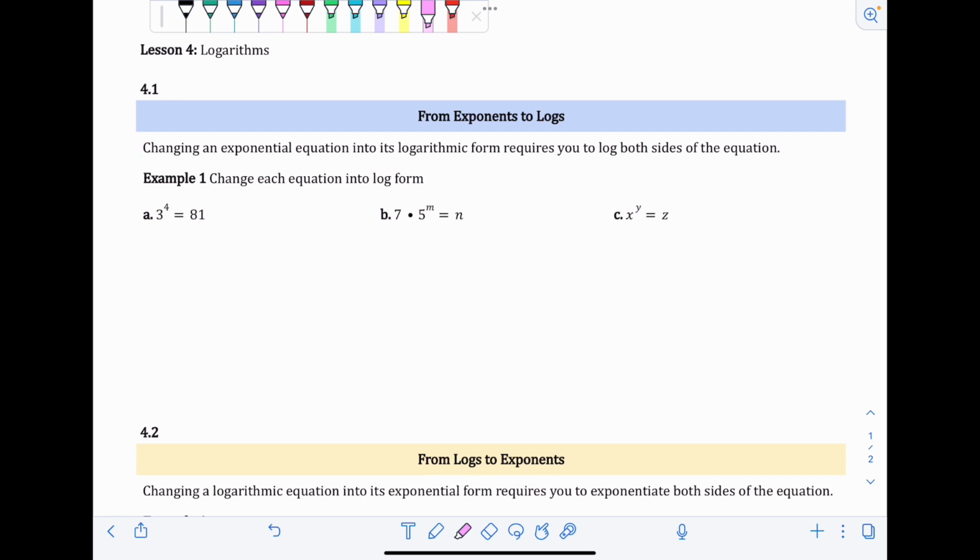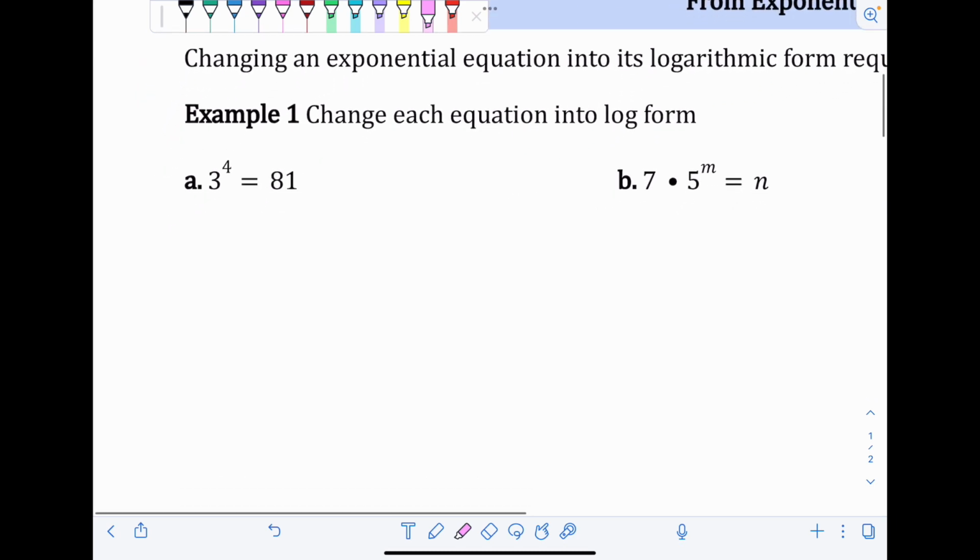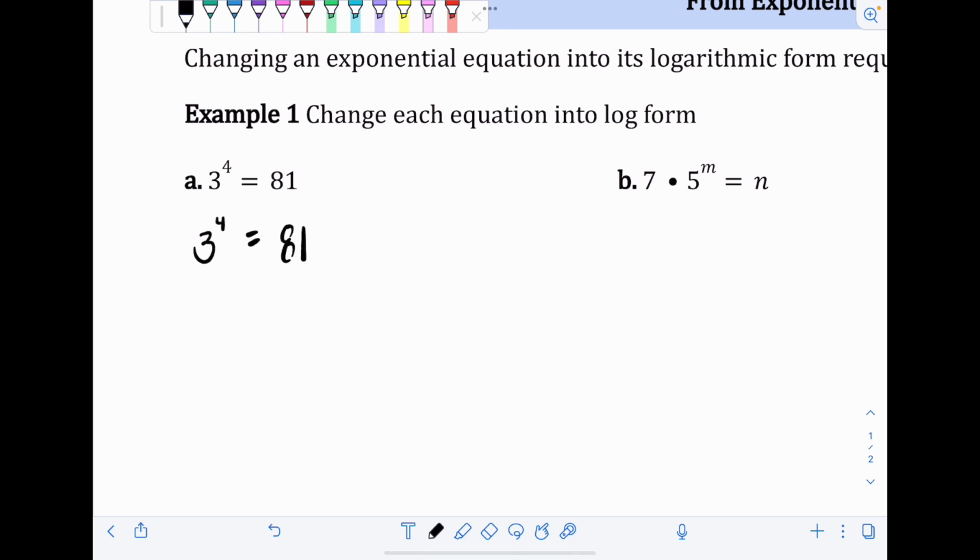So example 1, change each equation into log form. 1a is 3 to the 4th power equals 81. So I'm just going to rewrite it down here so I have a little bit more space, but 3 to the 4th power equals 81. And then what I need to do is cancel out the exponential to get it in log form. So I have to get rid of that 3 to the 4th power, or at least rework it.